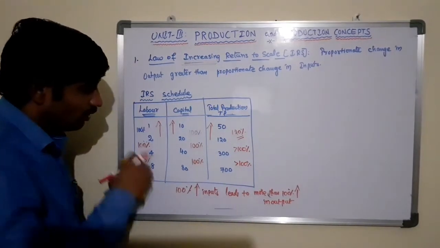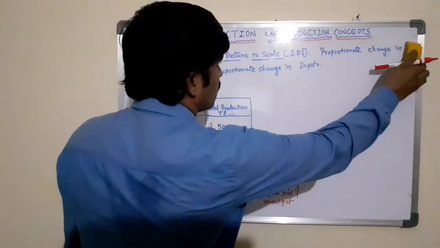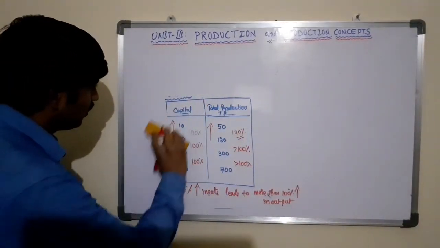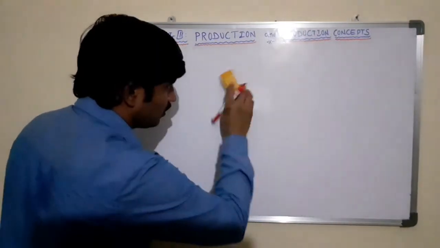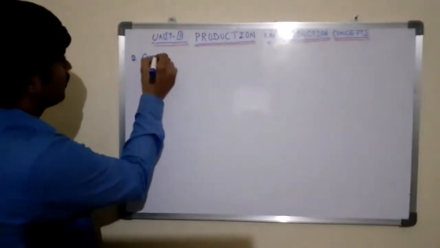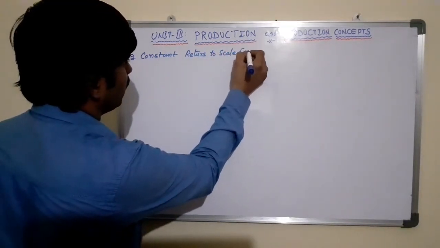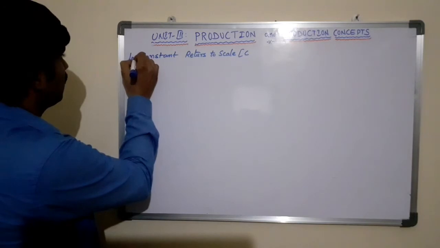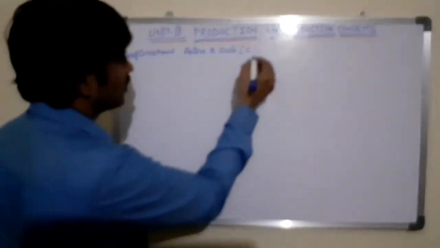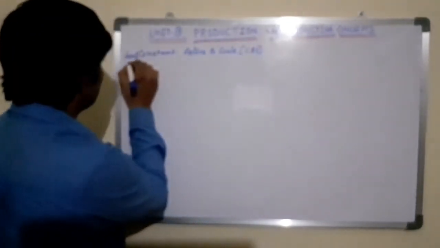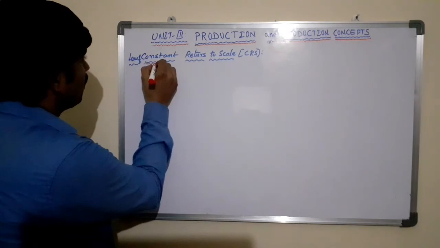The second one is the law of constant returns to scale. The second type in returns to scale is constant returns to scale. It is also denoted by CRS. So, constant returns to scale. Here we need to focus on the fact that the returns are constant.